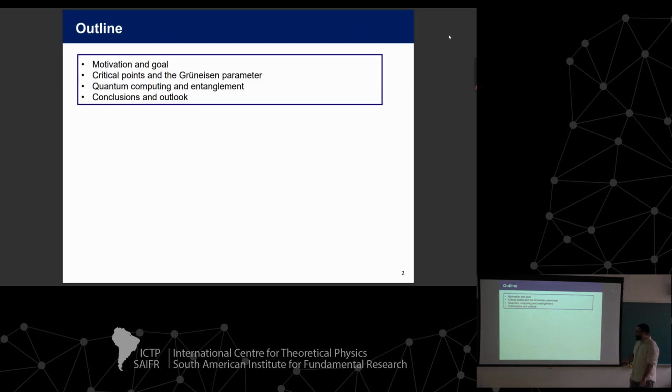First, the outline of my presentation. I'm going to talk about the motivation and goal, the critical point in the Grüneisen parameter, why it's important in the sense of critical phenomena, and its relation with quantum computing and entanglement. And then I will finish my presentation with some outlooks and conclusions.